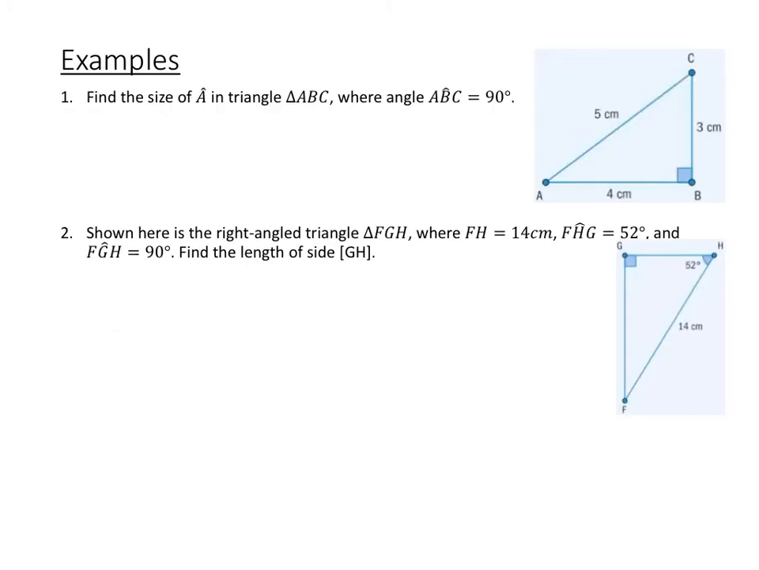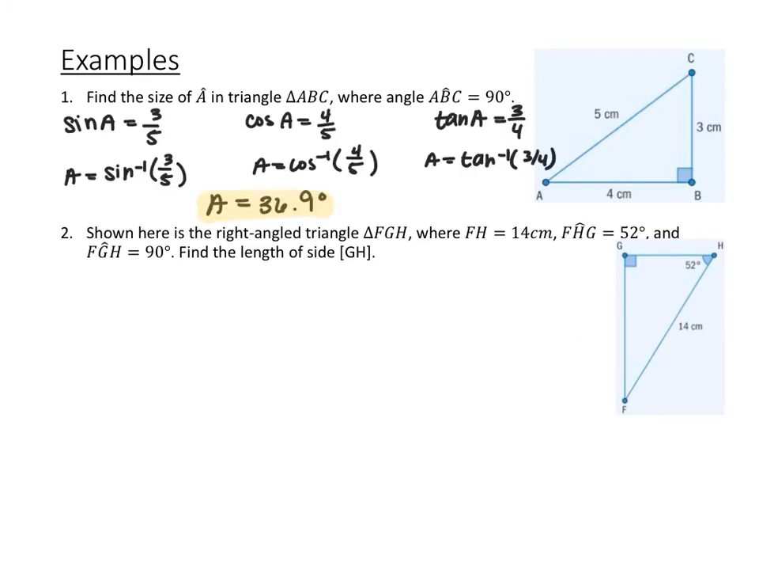So for this first example, we want to find the size of angle A, so that's this angle down here in triangle ABC, where we know that this angle B is our right angle, and they give us side lengths of 3, 4, and 5. So using your inverse trig, go ahead and pause the video and find the size of angle A.